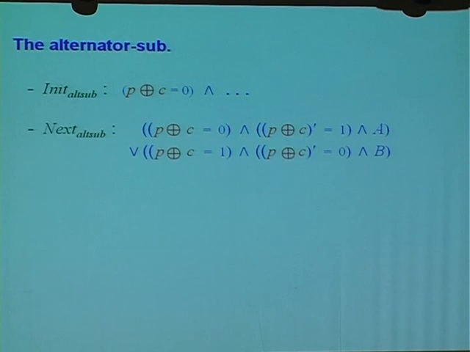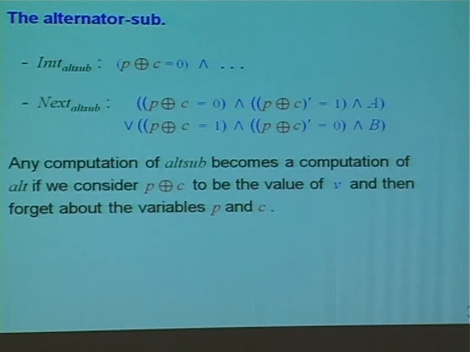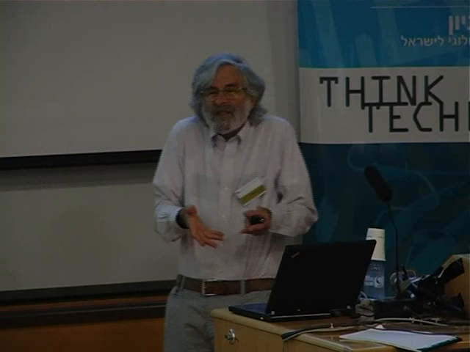Now, any computation of alt sub becomes a computation of alt if we consider P plus C to be the value of V, and then forget about the variables P and C. In other words, you write down a behavior, whatever it is, of the alternator sub. It's going to have variables for P and C. For each of those states, you write down the value of P plus C and say let V equal that. And then, if you forget about P and C, we're going to get a behavior of alt, because P plus C satisfies the same equation in alt sub as V does in alt, because we got alt sub by simply substituting P plus C for V.